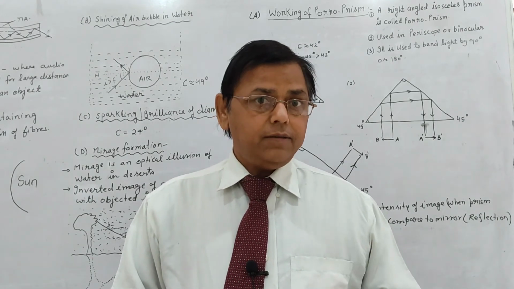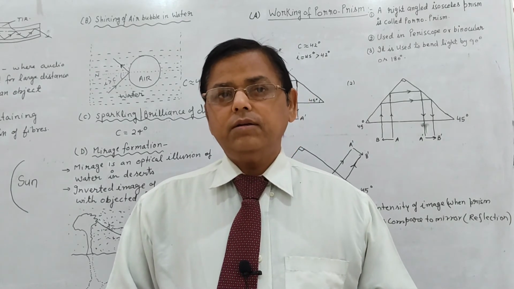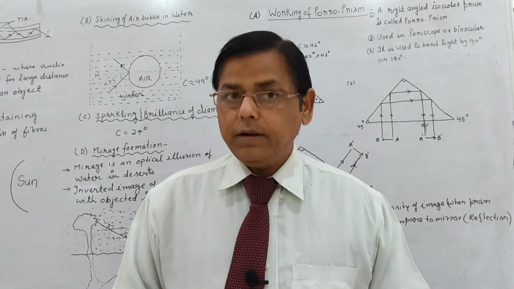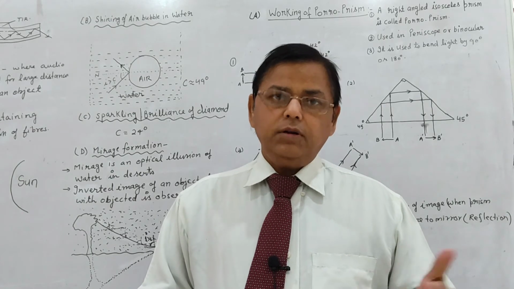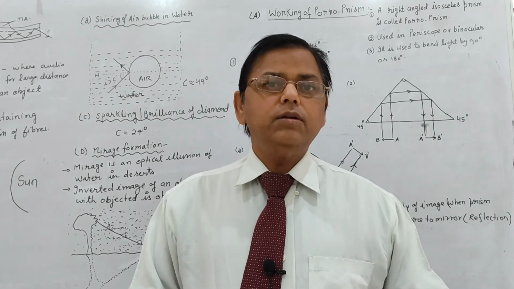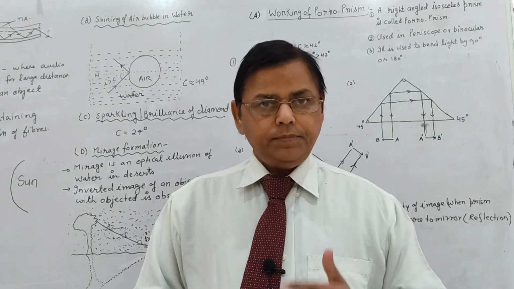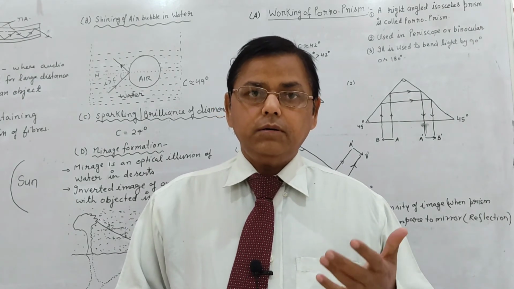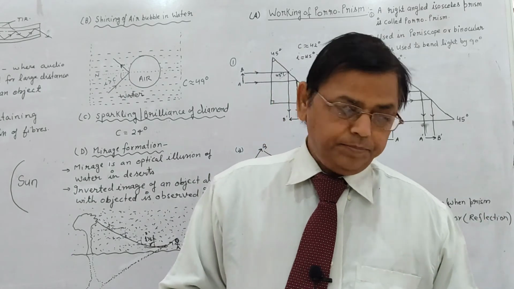And in total internal reflection, 100% of the light energy is reflected back, unlike reflection from a mirror, where some energy is absorbed by the mirror. So 100% of the light energy is not reflected by a mirror, but in total internal reflection, 100% of the energy is reflected back. There are certain phenomena that are based on total internal reflection, so we are going to see them one by one.